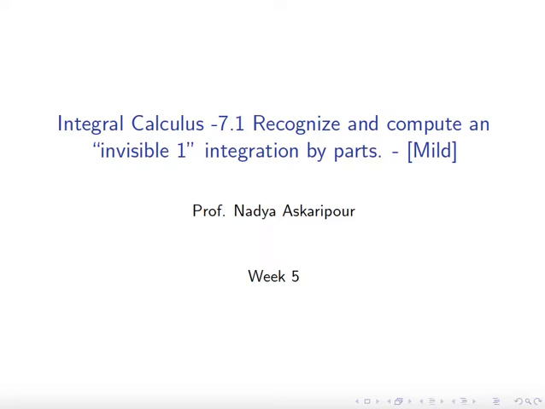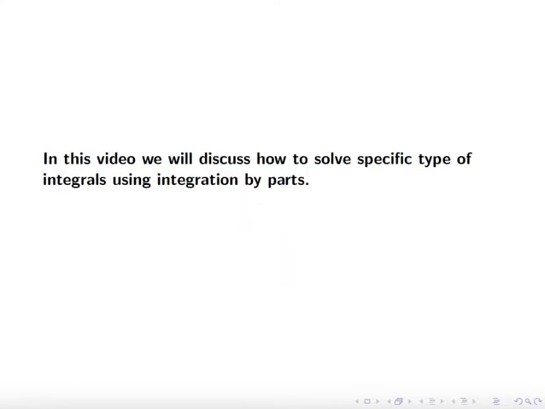Hey, hello everyone. This is week 5, and we are talking about integration by parts. In this video, we're going to talk about a specific type of integration by parts. We will talk about integration by parts integrals that have some sort of invisible one. So let's see some examples.